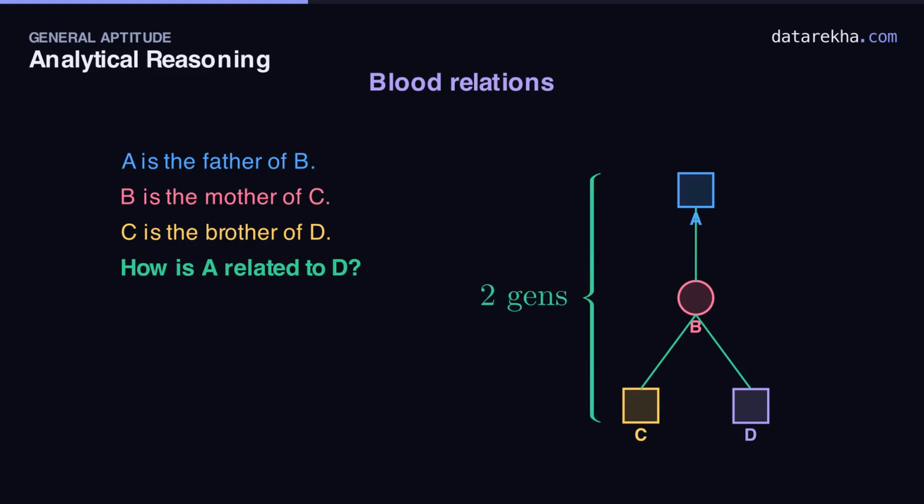Count generations. A is B's parent. B is D's parent. 2 steps down. 2 generations up from D is a grandparent, and A is male. So A is D's grandfather. Watch gender and generation, and the chain never lies.